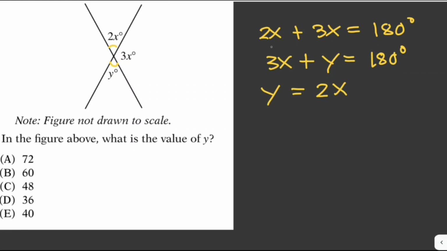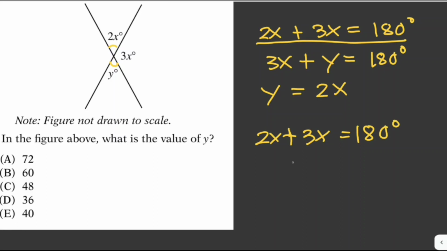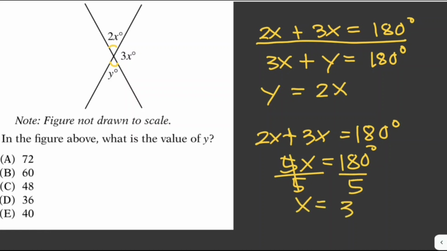Now let's solve for x first using this equation here. So that is 2x plus 3x equals 180 degrees. So this is 5x equals 180. Divide both sides by 5. Therefore, x is just equal to 36. And now we can solve for 2x and 3x to solve for the value of y.